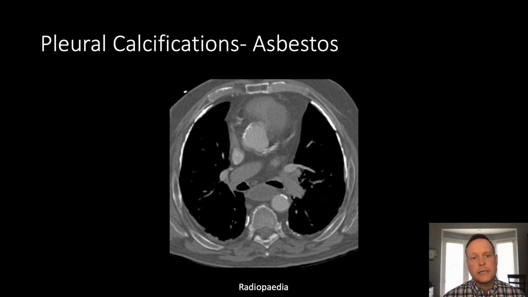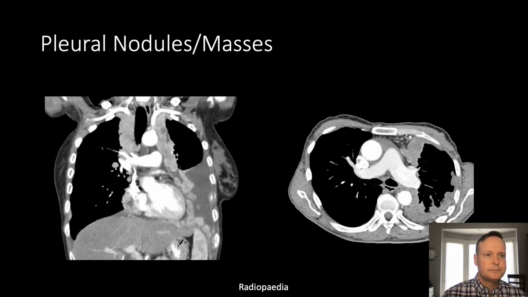There are other causes of pleural calcifications, although they tend to be unilateral, such as an old hemothorax or prior tuberculous empyema. There are also malignancies that can calcify and be either unilateral or bilateral. But this very smooth, bilateral, even distribution is very classic for asbestos-related pleural changes.